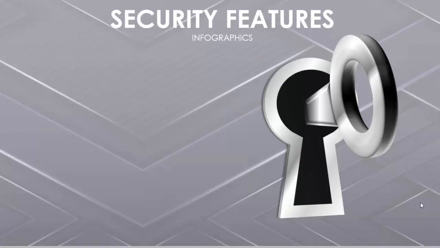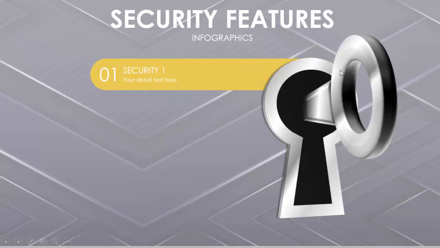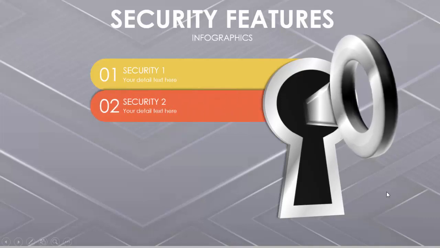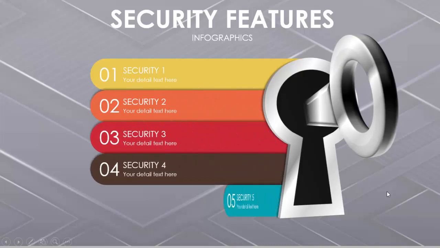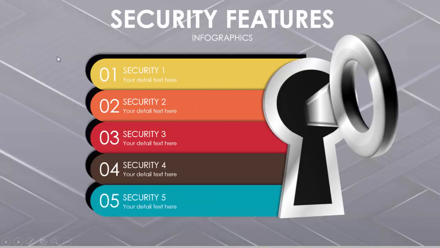In today's tutorial, I'm going to show you a security features infographic slide in PowerPoint. As you can see here, I've created a keyhole along with the key, and when I click, the key moves 5 degrees and then the first security option comes, and then the second security option, third, fourth, and fifth along with the shadow effects. So let's see how to do this in PowerPoint.